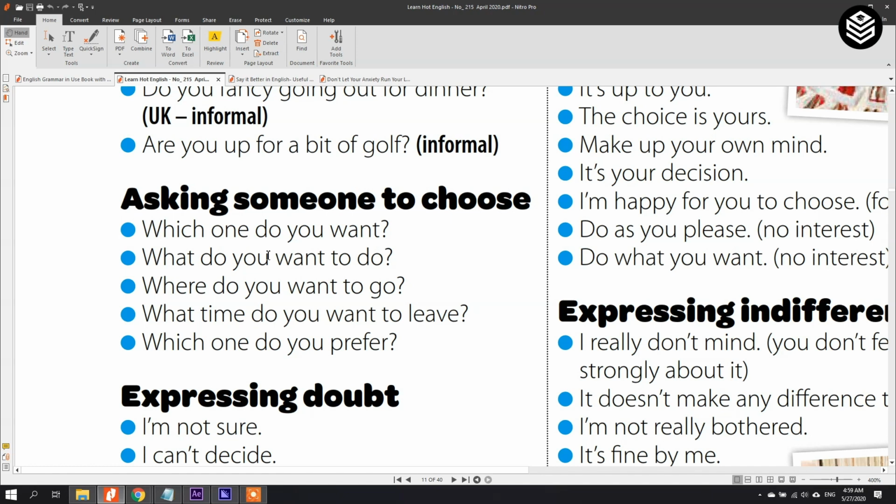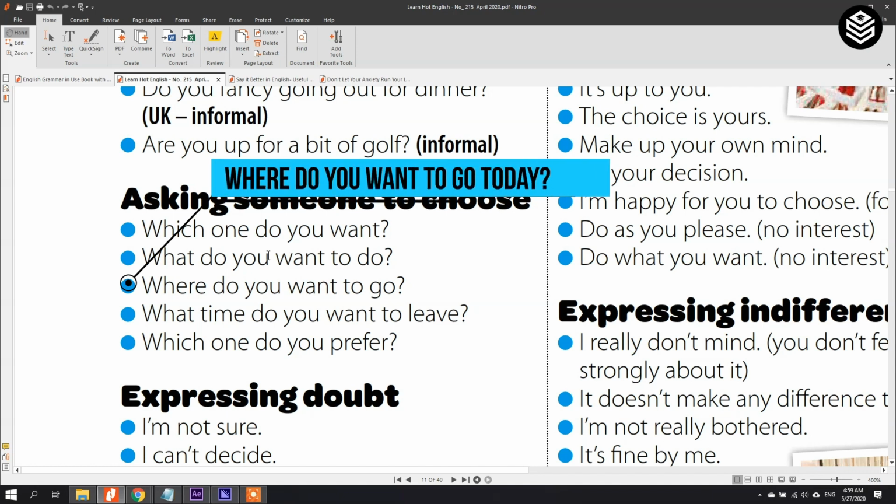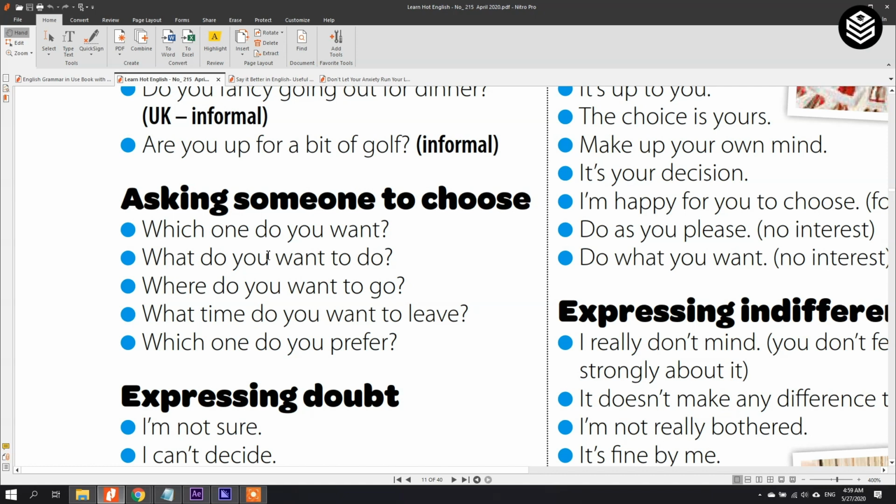Okay. The third one, where do you want to go? Asking the location. So choosing the location, where do you want to go? To decide, okay, for the decision, where do you want to go? Where do you like to go?